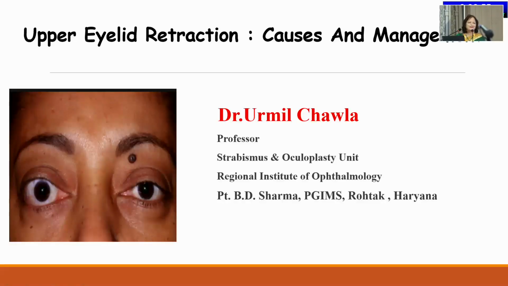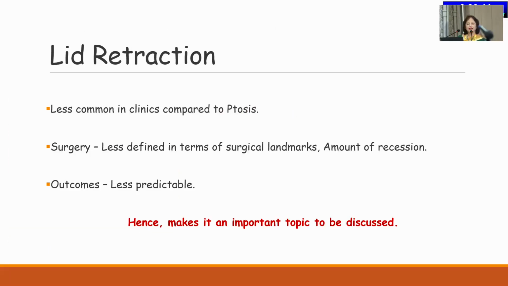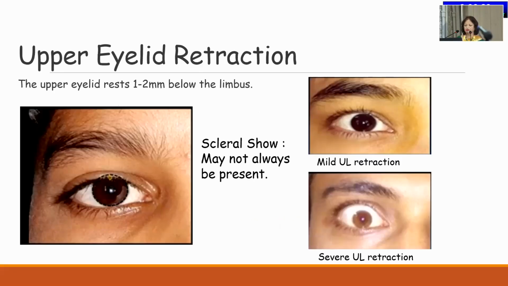After a wonderful discussion of a drooping eyelid, let's now come to the opposite of it, and that's the elevation of the eyelid. Both are cosmetic problems, so the patient is not satisfied with either of them, and wants a correction. Lid retraction, as you know, is less common in clinics compared to ptosis, and the surgery is also less defined in terms of surgical landmarks and the amount of recession. Outcomes are also less predictable.